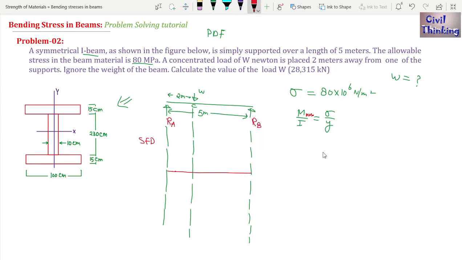Now we can apply two equations. Summation of Fy equal to 0 means RA plus RB is equal to W. This is equation 1, right? The sum of upward reactions is equal to the downward load, which is W. This is equation 1, and we can also apply the moment equation, summation of moment at B equal to 0.